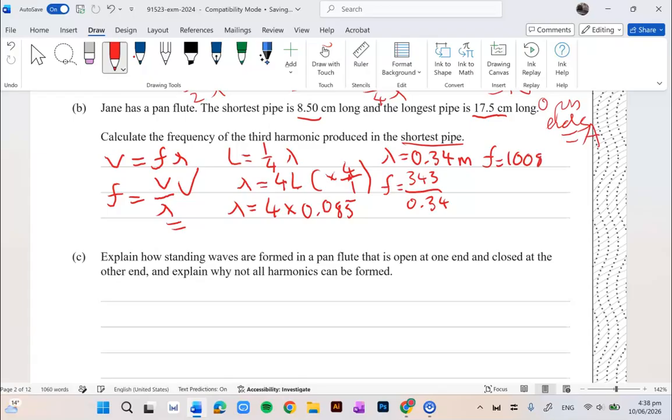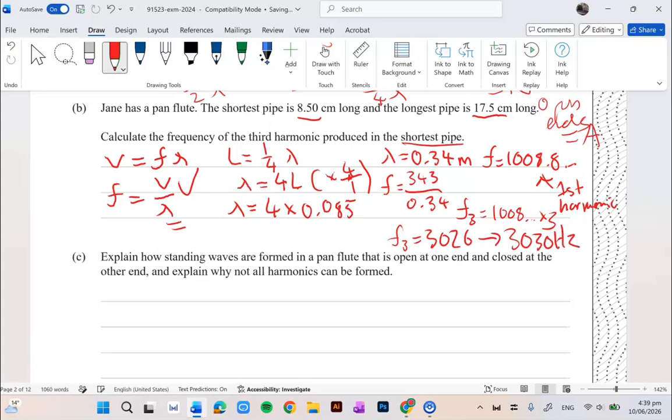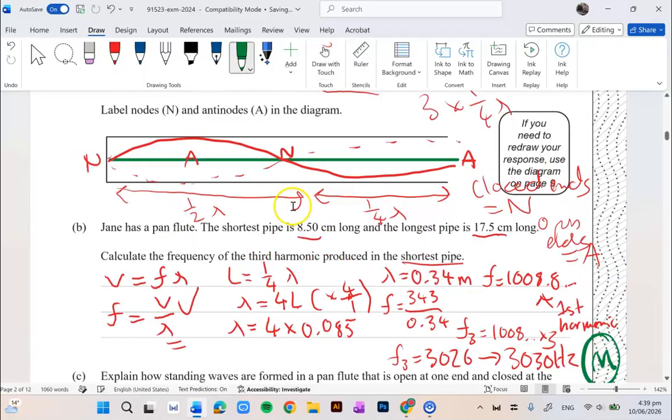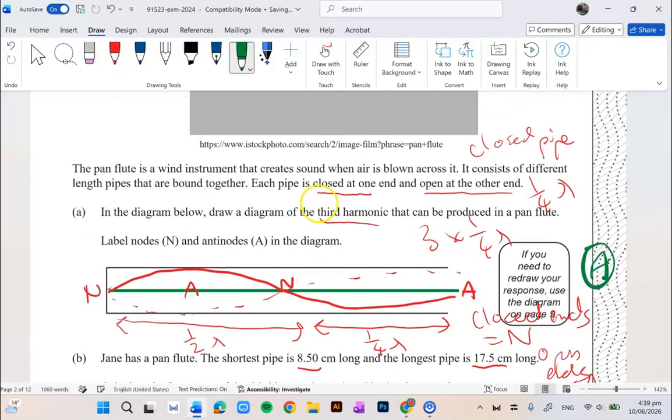Now, what we've found here is not the third harmonic. It's actually the first harmonic frequency. So we need to multiply this by 3. So f3 equals 1008 times 3. And if you do that, you should get an answer of 3026. And then you can just round that to 3030. Okay, and that is a merit question, by the way. And the one before was an achieved question.